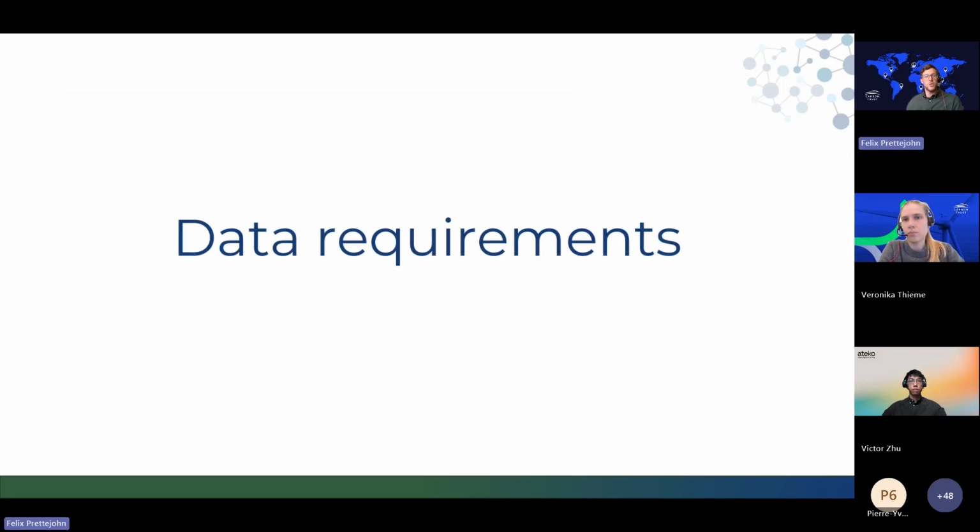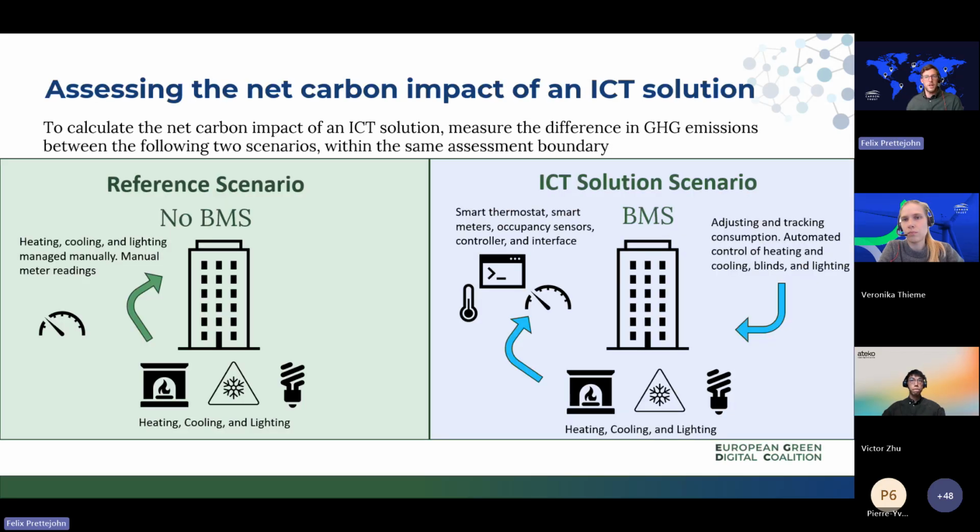So that comes on to data requirements. So assessing, like I said before, a net carbon impact is a comparison between two scenarios. Every ICT solution is going to be different. So even though I'll go through this example, each will have its own nuances and will be unique. So we will try and support you through the submission process. If you've got any questions, like I said, do just let us know.